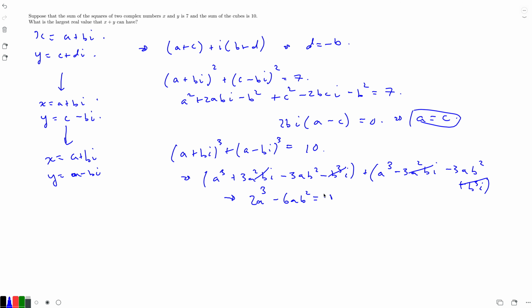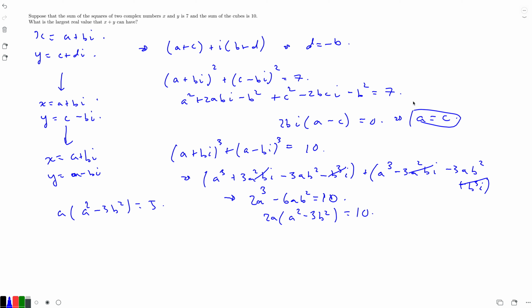This is equal to, sorry, this is my first day with the software, so sorry if the writing is a little bit messy and it's taking a long time, but let's just continue with this. Let's factor this to get 2a times a squared minus 3b squared. This is equal to 10. Or in other words, we have a times a squared minus 3b squared is equal to 5. Now if we can solve for one of a or b, then we're good.